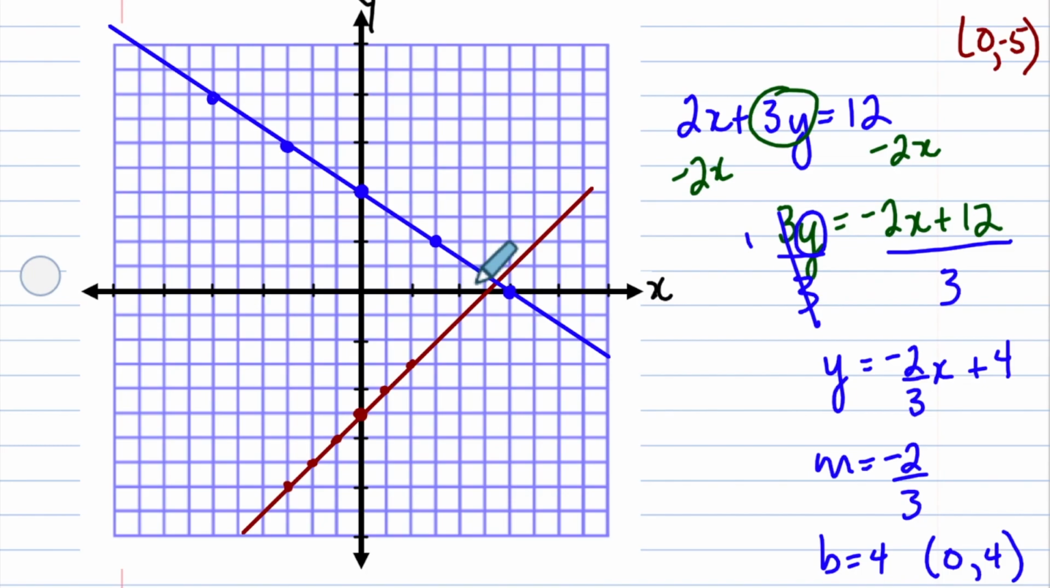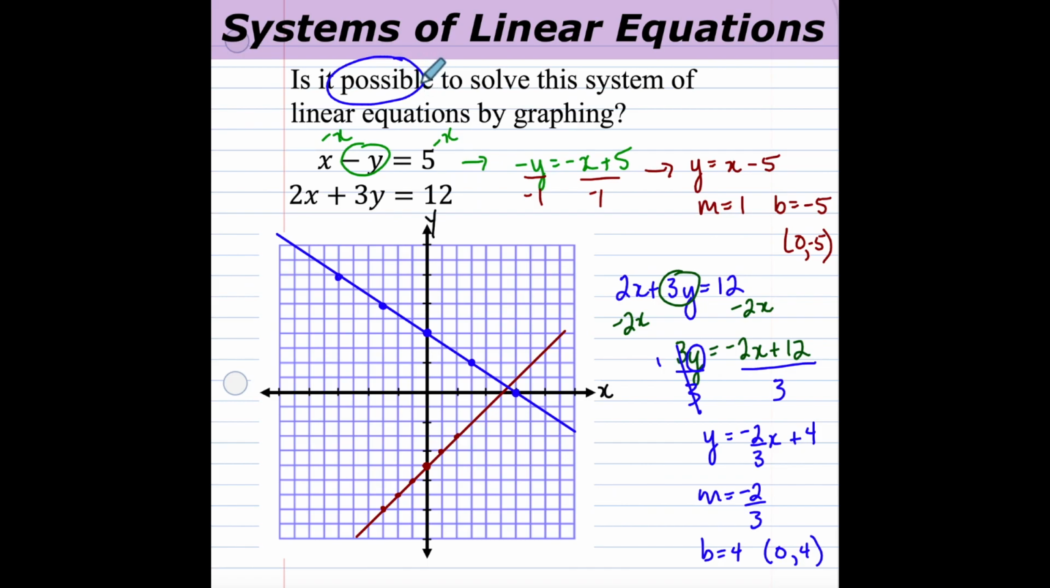There's the blue line, but we have a slight problem here. The intersection falls within the square here. We really can't see what the x and y values are. The answer is it's difficult to solve by graphing, unless of course we guess and check using algebra by substituting values into the equation that we think might be true, but that would take a long time.